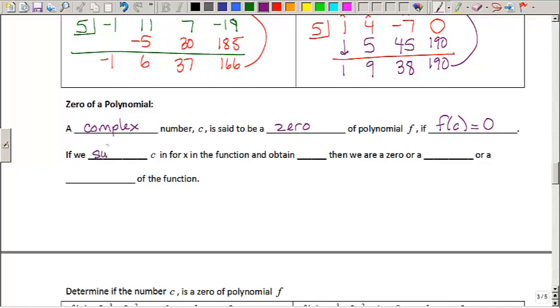If we substitute the c in for x in the function and obtain 0, then we can say that c is a zero, or a root, or a solution of the function. Zeros, roots, and solutions are three different ways of basically saying the same thing. If I plug this value into the function, I get out 0.